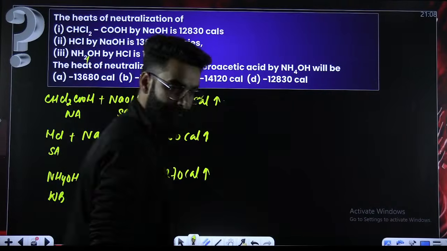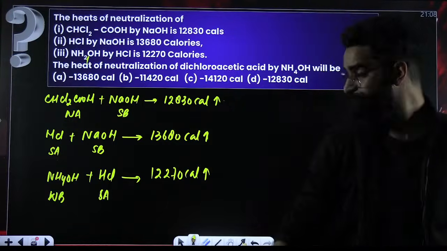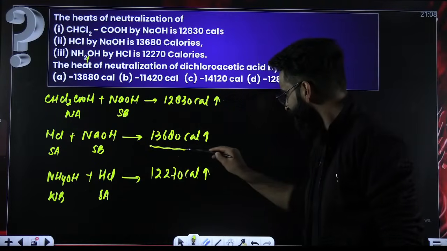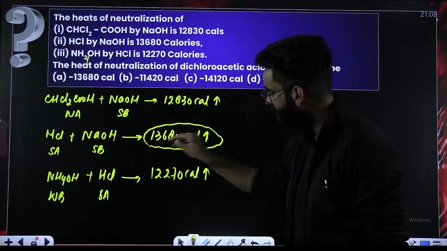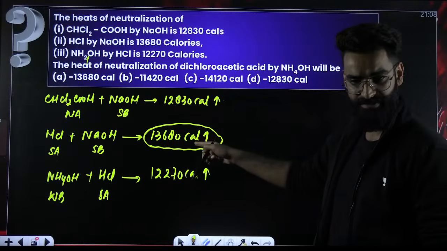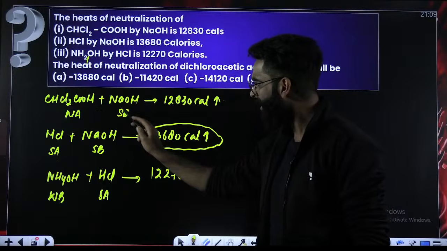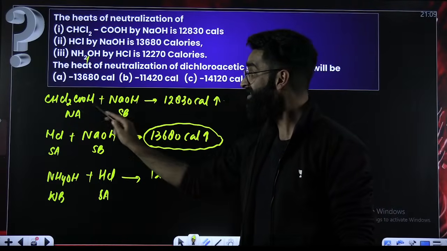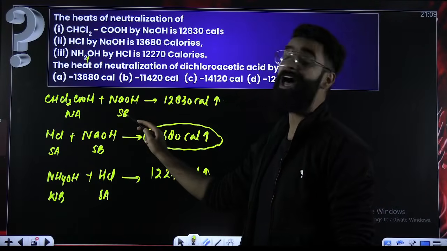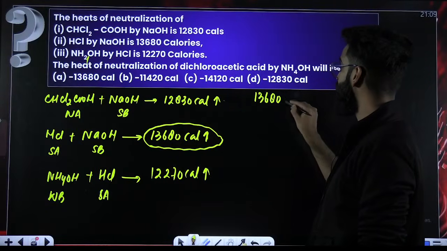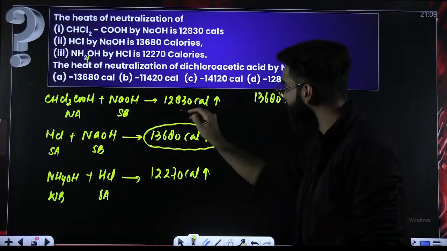Now tell me one thing, guys. Strong acid, strong base. How much heat is released? This much. Make it as a reference. This is your reference. This much amount of heat is released when strong acid and strong base interact. Now, this is a strong base, weak acid. How much heat should have been released? 13680 calories of heat should have been released. But how much is being released?